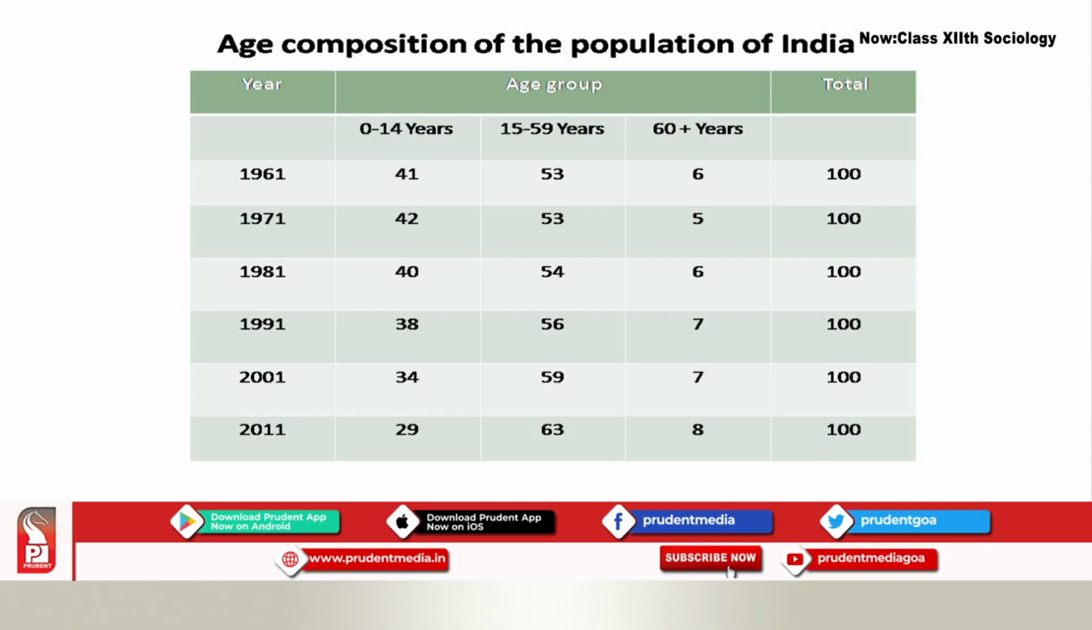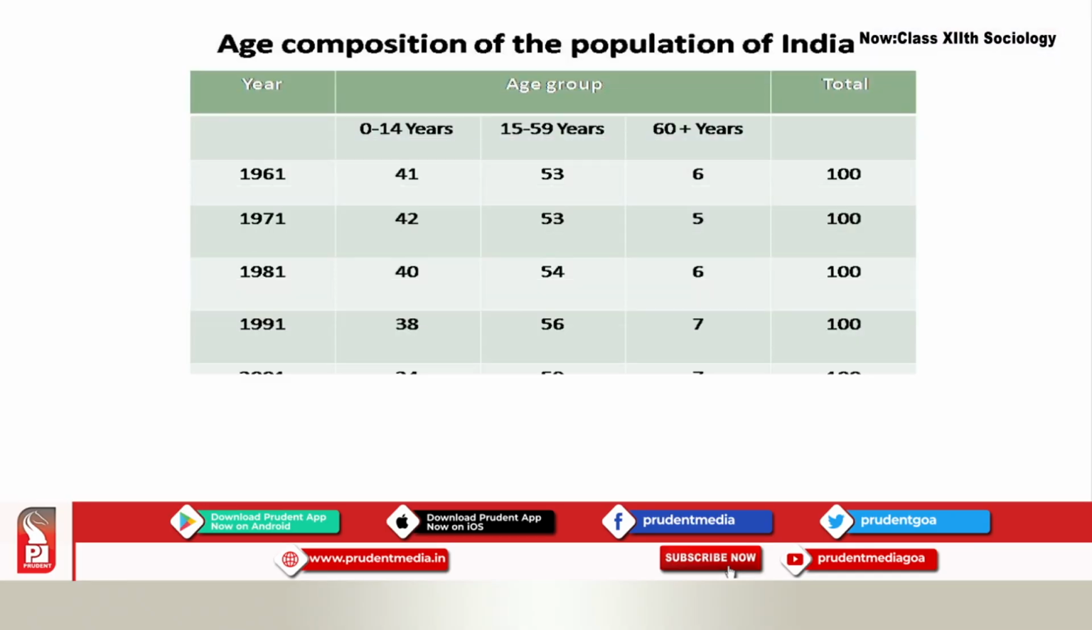If we see down below in 1991, we can see the total population is 38% in the first category, that is up to 14 years of age, and 56% in the second category, 15 to 59. In the last category, 60 plus years, here we have 7%. There is again an increase we can see in this third category, that is the 60 plus years group.